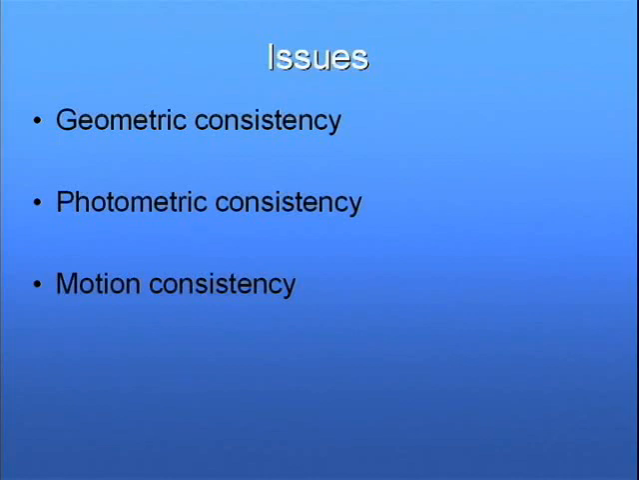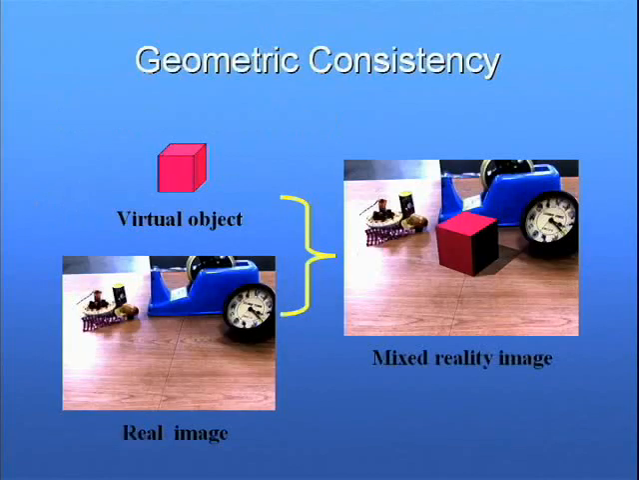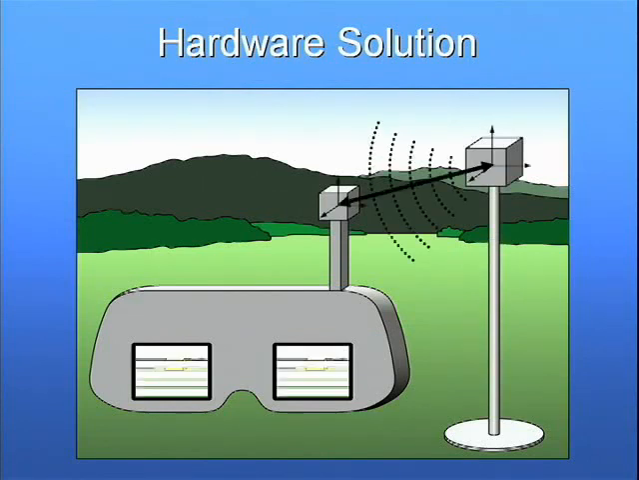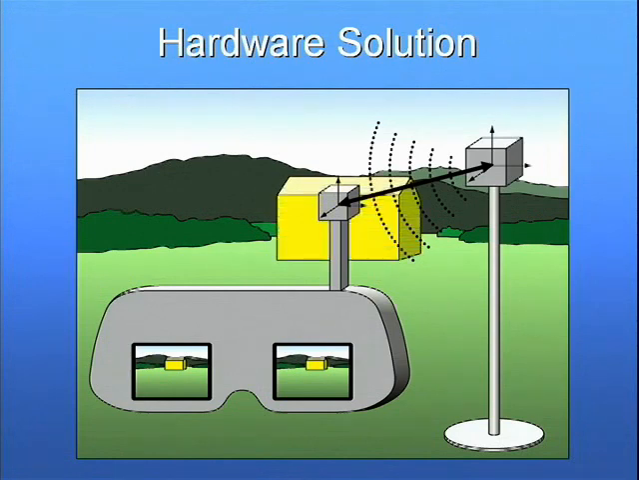For this, we have to worry about a couple of issues. One is geometric consistency: objects must appear in exactly the same positions. For this, we use hardware solutions. This Polhemus device projects a magnetic field, and from that we know the direction of the goggles, and on the goggles we show the virtual object. Then people appreciate what kind of object exists. This is a geometric solution.